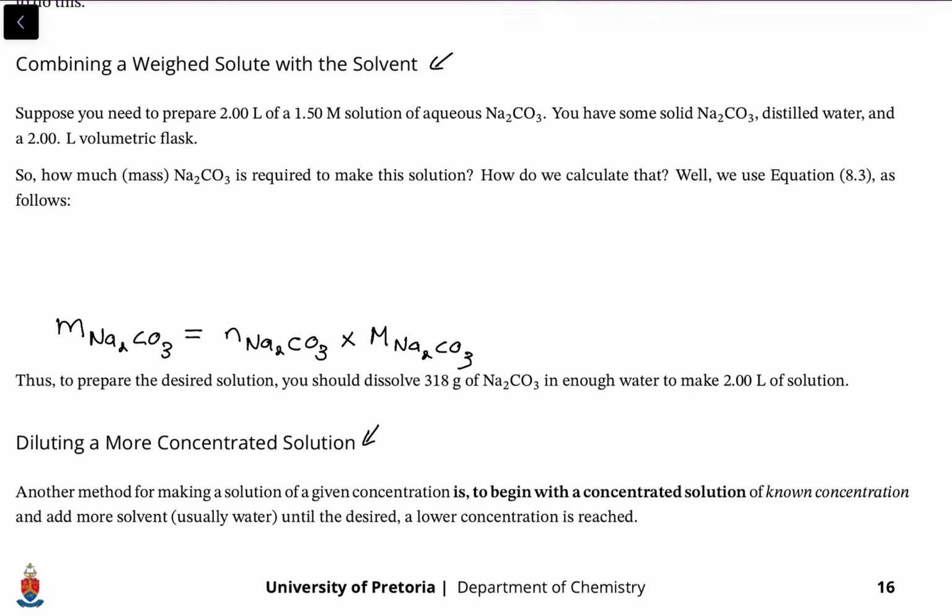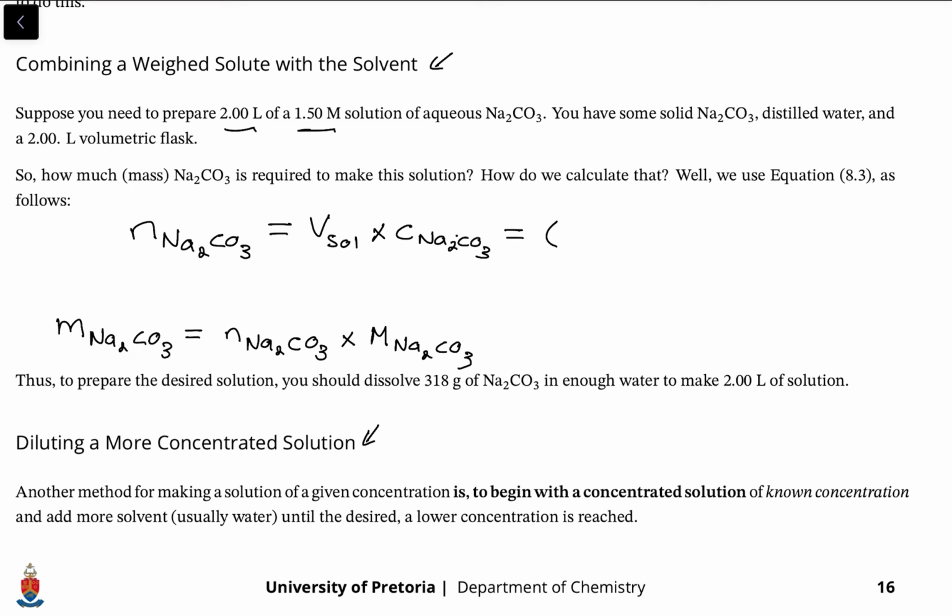Well, you have the volume and you have the concentration of the solution you are looking at. If you have that, then remember you can always calculate the number of moles of whatever you are making the solution of. That would be the volume of the solution multiplied by the concentration of the solution, Na2CO3.